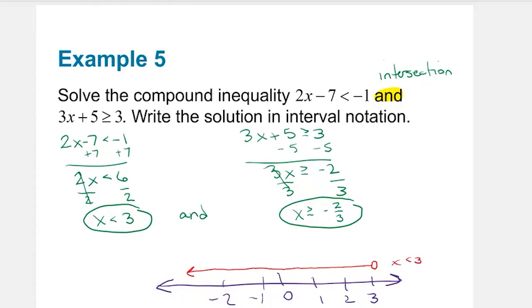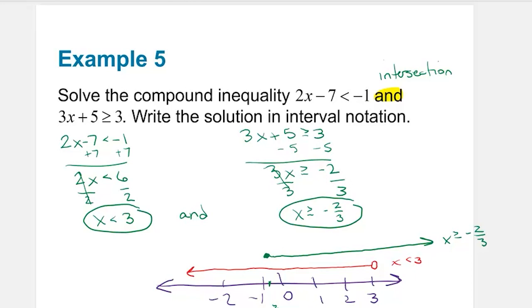And then I have, let's do it in green, x is greater than or equal to negative 2/3. And let's say this is negative 2/3 right there. Since it's greater than or equal, I put a closed circle, and this is going to go on forever in this direction, right? This is x is greater than or equal to negative 2/3.